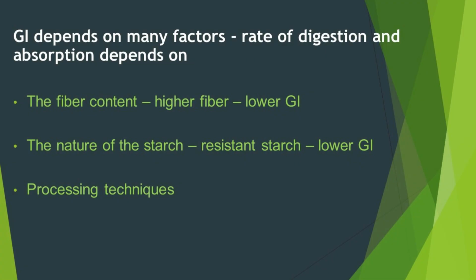The glycemic index of a food item depends on the rate of digestion and absorption of starch. When it comes to rice grain, it depends on the fiber content. The higher the fiber content, the lower the glycemic index, and also it depends on the nature of the starch. Higher amounts of resistant starch lower the glycemic index. It also is influenced by processing techniques. Milling and parboiling are the main processing techniques that we are interested in.